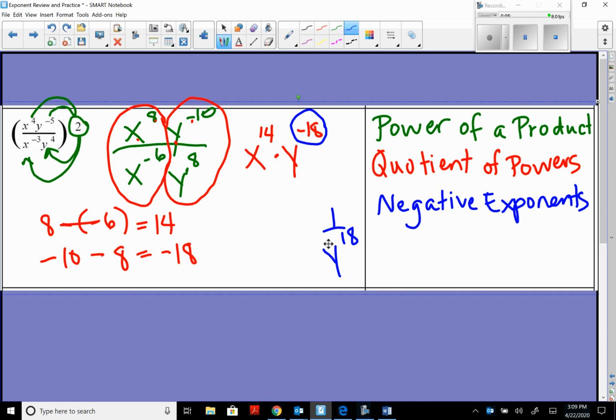So what ends up happening is I get as my final answer in the numerator x to the 14th power over y to the 18th power. And that's really because I'm multiplying them together. And remember, if you multiply anything by 1, you get that number. So my final answer, as simplified as I can get it, is x to the 14th power over y to the 18th power.